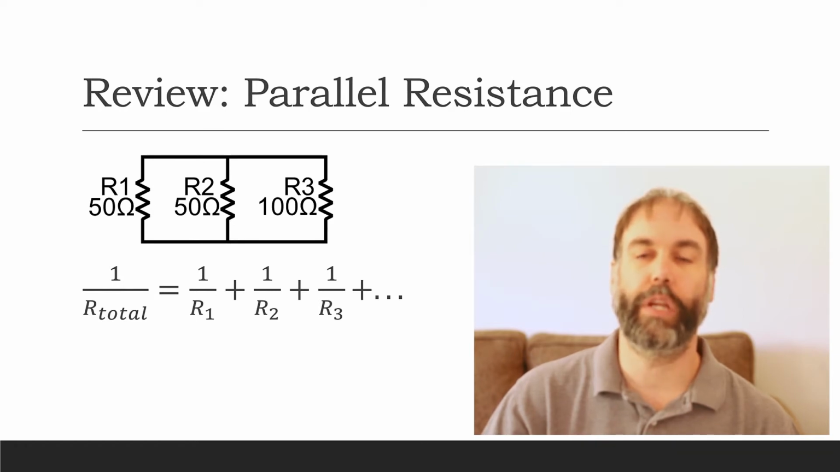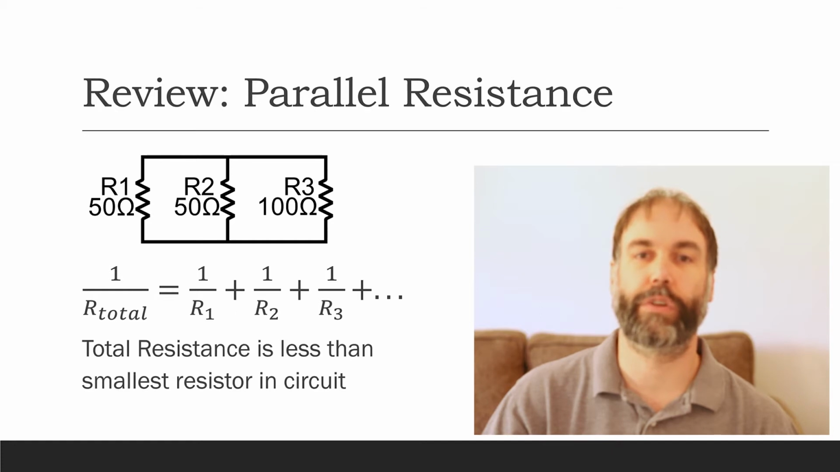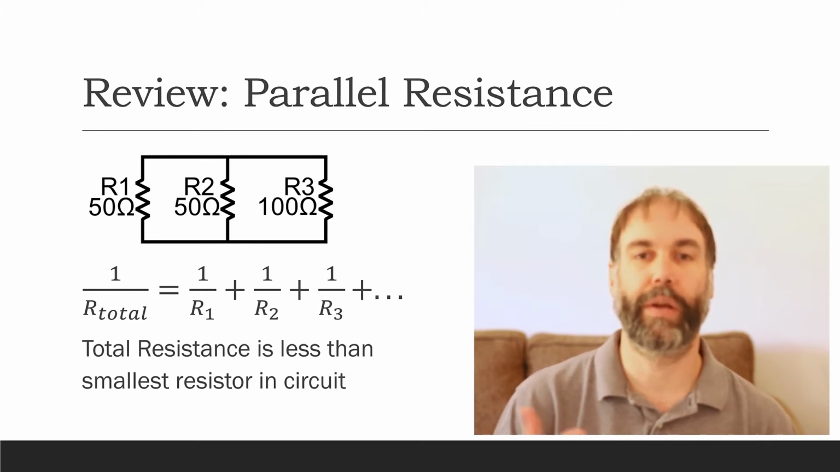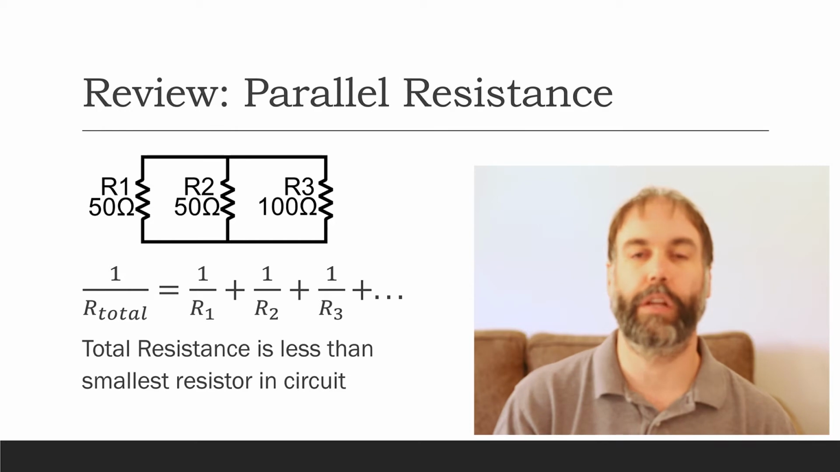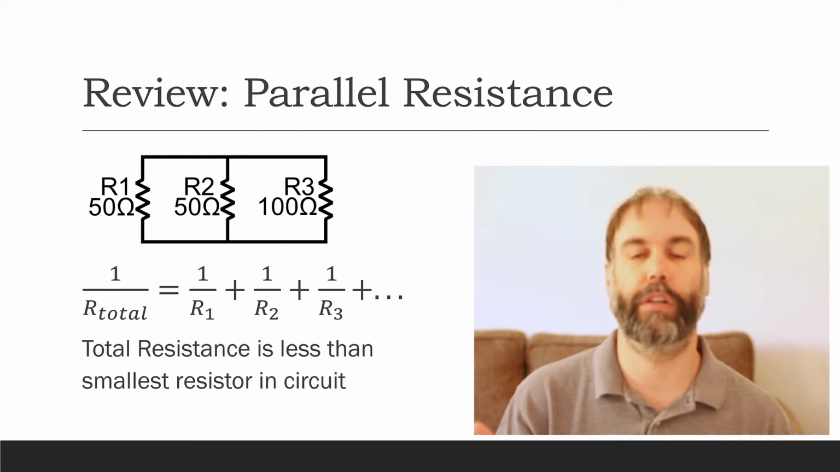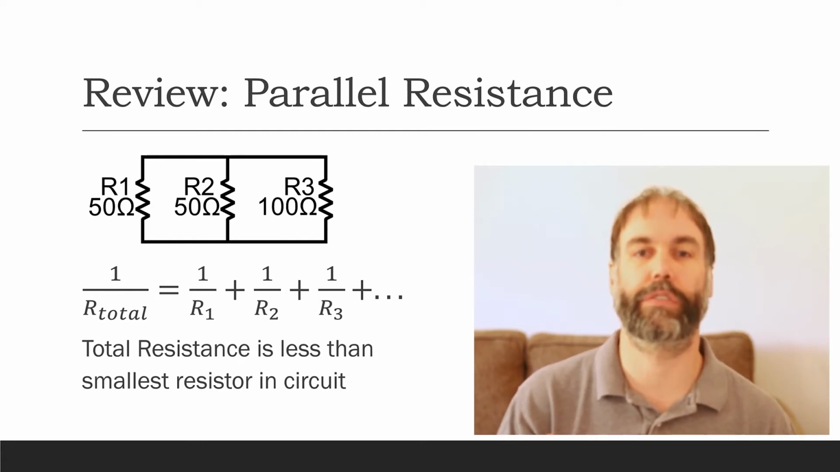And what this means is that the total resistance of the circuit is less than the resistance of any one element in the circuit. Remember, we said that this works because when you have a parallel circuit, the electricity has more places to flow, so it's easier for the electricity to flow through a parallel circuit than if the electricity had to flow through just one element of that circuit.